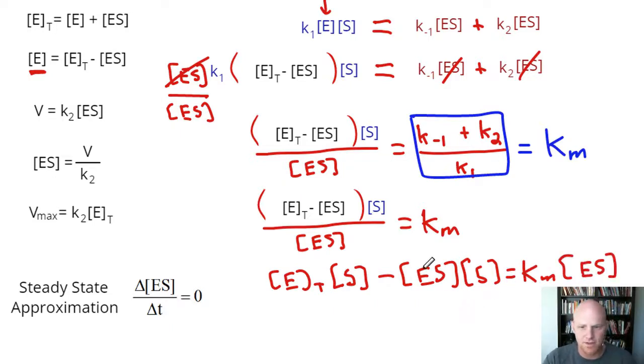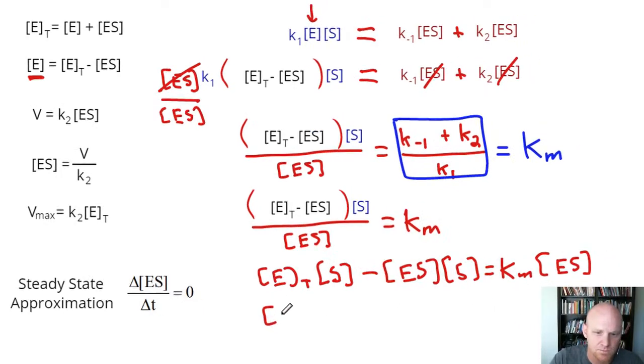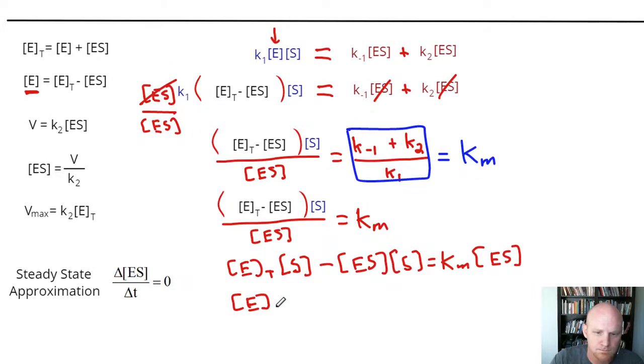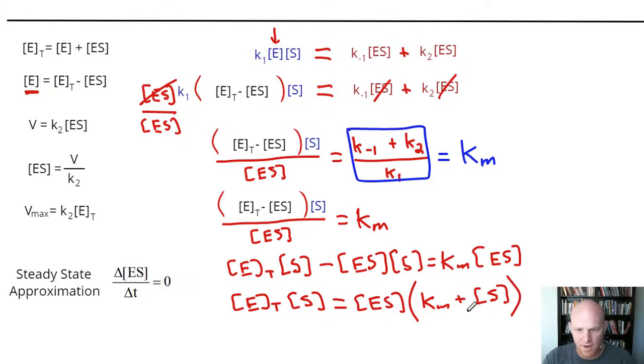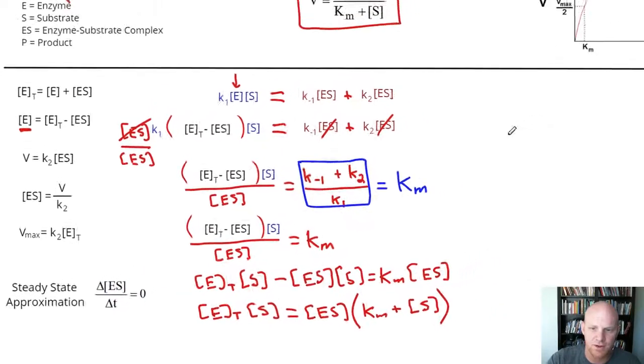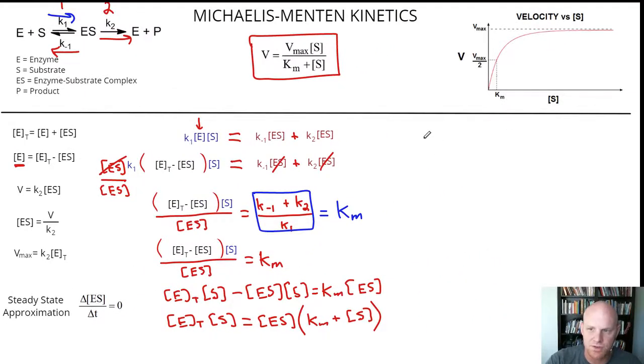From here we can see that this term has an ES concentration in it, so does this one. We're going to combine them on the same side and factor that ES concentration out. Now we'll divide through by Km plus S to get an expression for the ES concentration. I'll continue that up here. I'm just going to flip everything around as well.